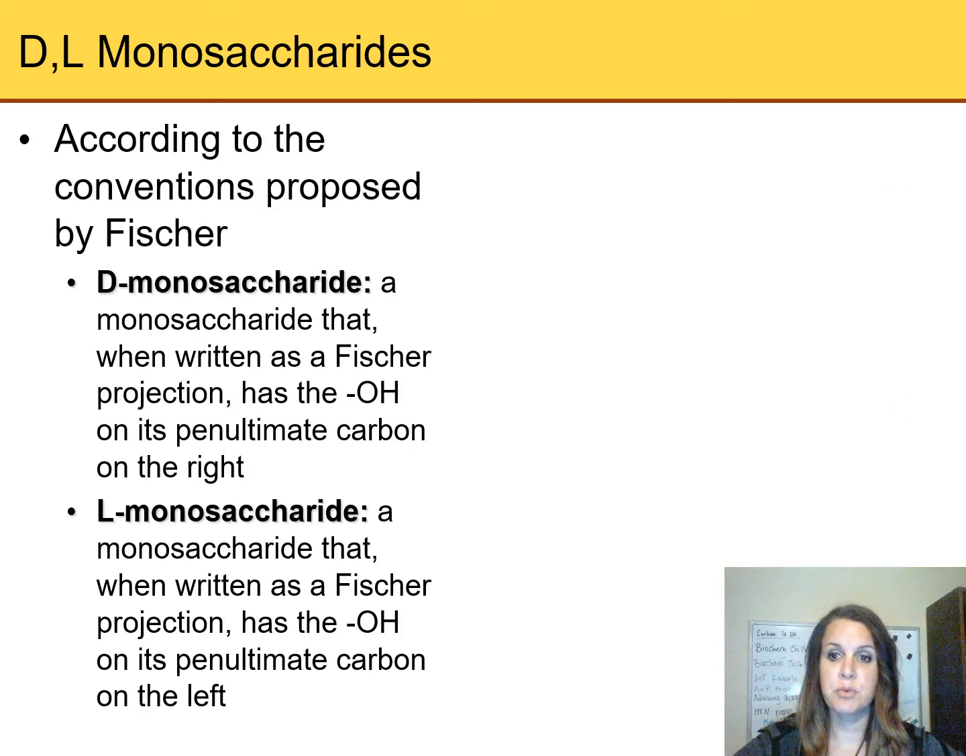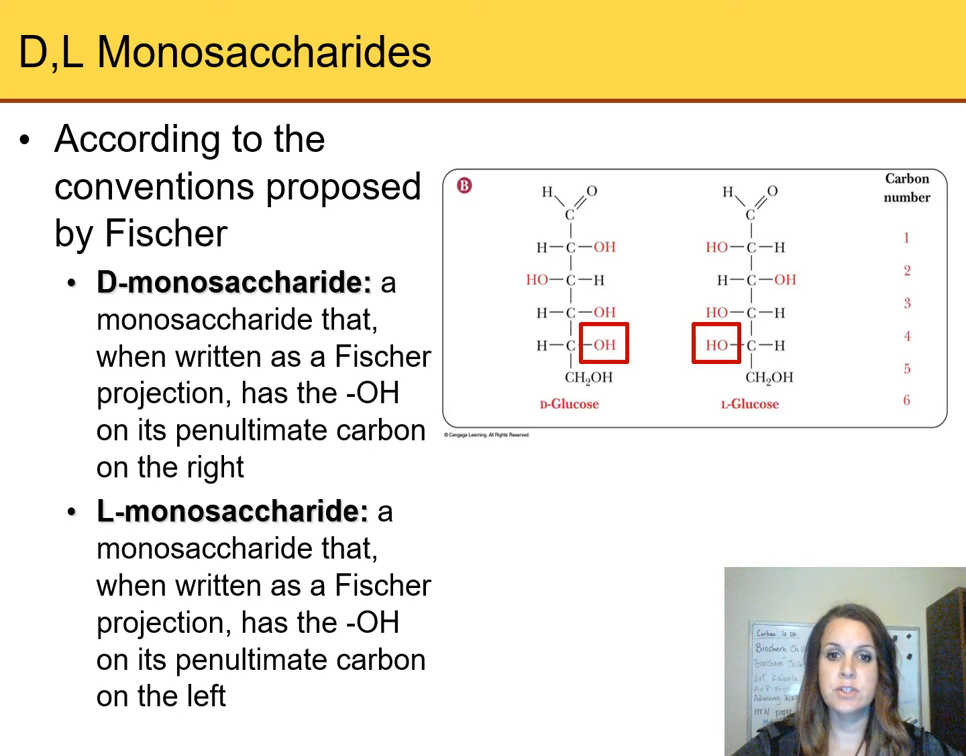Fischer projections were proposed by a German scientist whose name was Emil Fischer. And according to his model, when the OH or hydroxyl group on the penultimate carbon is on the right, that would be a D monosaccharide. When the hydroxyl group is on the left on the penultimate carbon, that would be an L monosaccharide. And what do I mean by penultimate? So this one has 6 carbons, and number 5 would be the penultimate, meaning it's next to last.